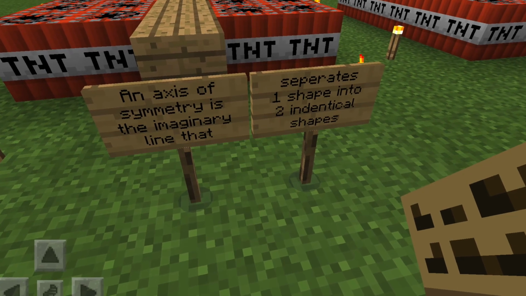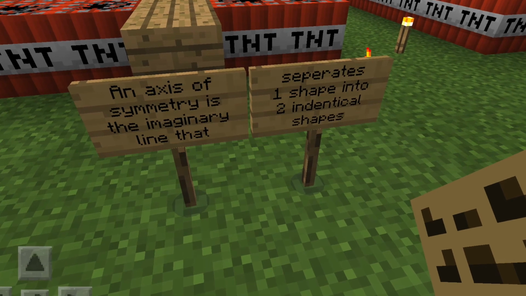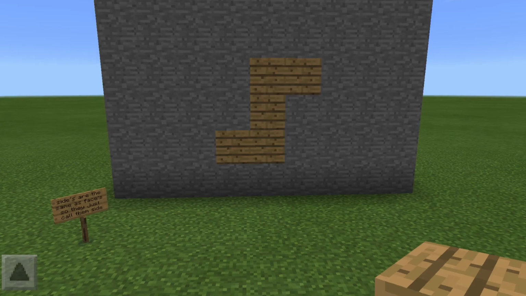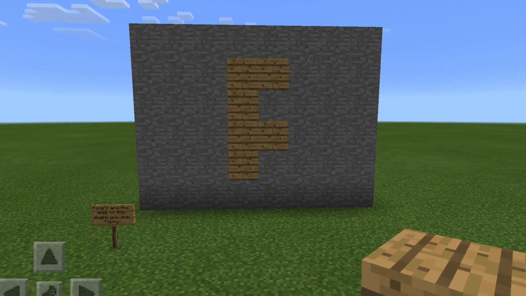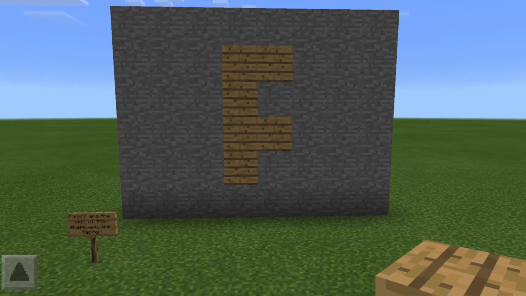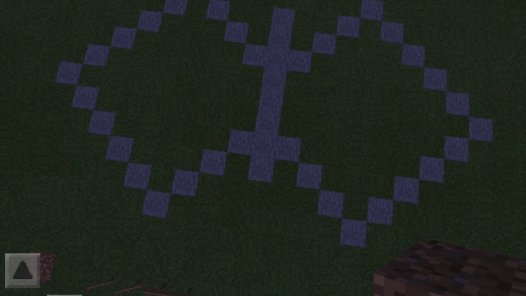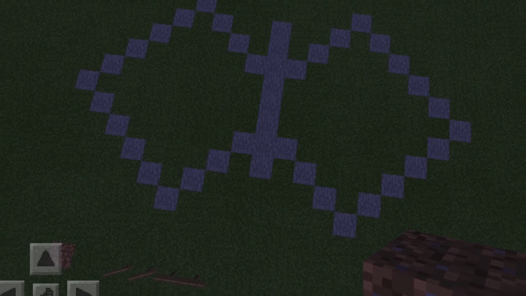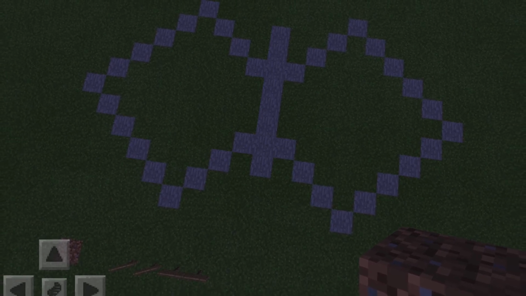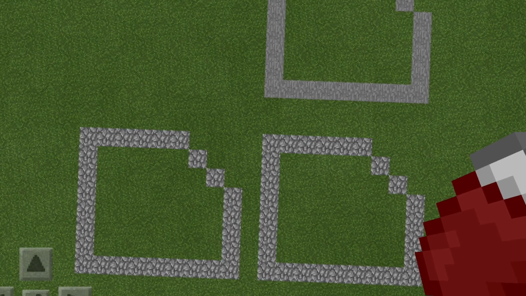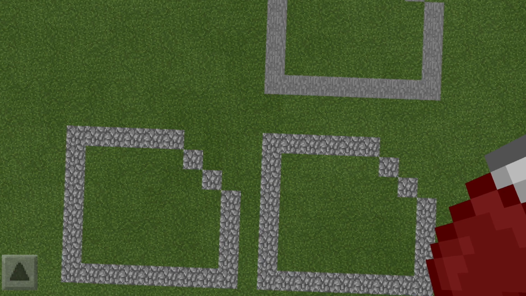An axis of symmetry is the imaginary line that separates one shape into 2 identical shapes. The face of a shape is the side of it which is showing, facing you. Reflection is when 2 shapes are separated by a line and look the same, like a reflection, because they are identical. Translation is when you copy a shape down and then copy it to the side.